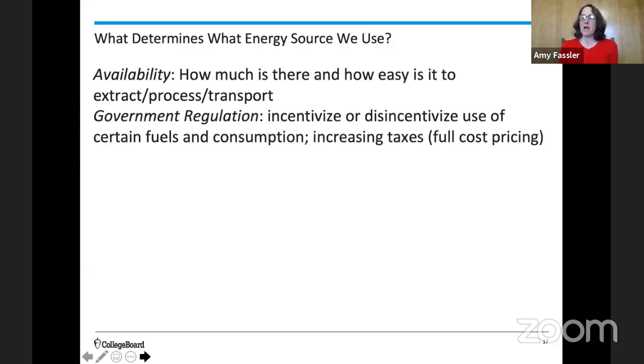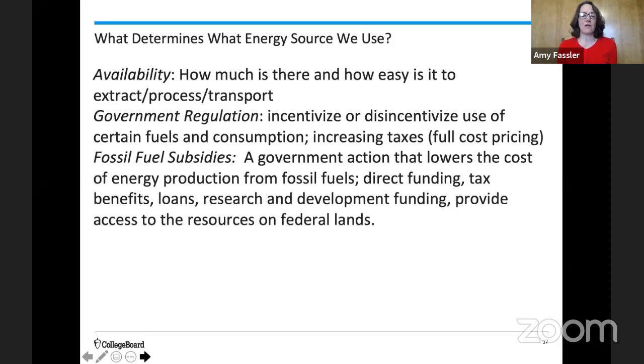Government regulation also plays a big role. The government can either incentivize or disincentivize the use of certain fuels or our rate of consumption, and they do that largely through taxation. We're going to come back to that in a second. Remember that idea of full cost pricing? If I want to disincentivize the use of fossil fuels, which have all these negative costs associated with them, I could increase the price of that by taxing those fossil fuels that have all the negative problems associated with them.